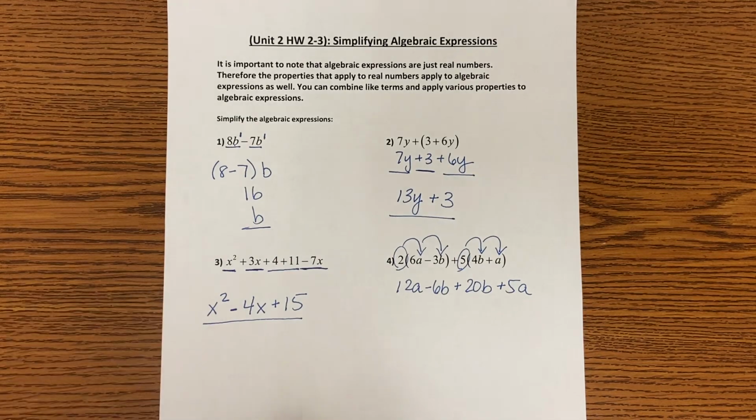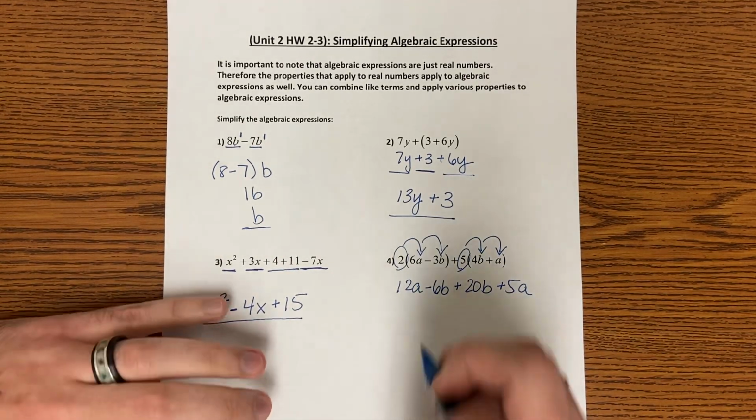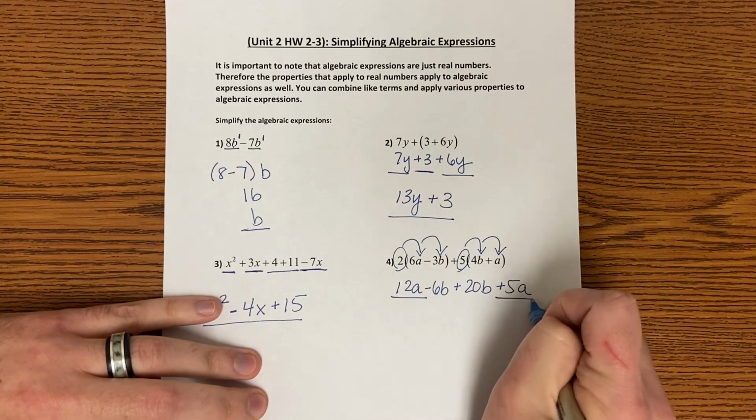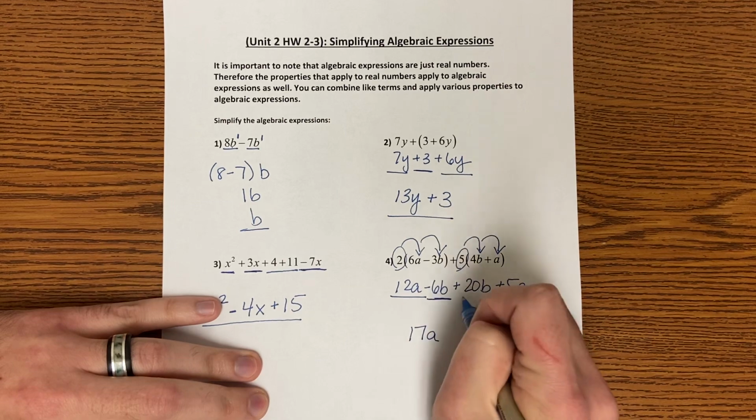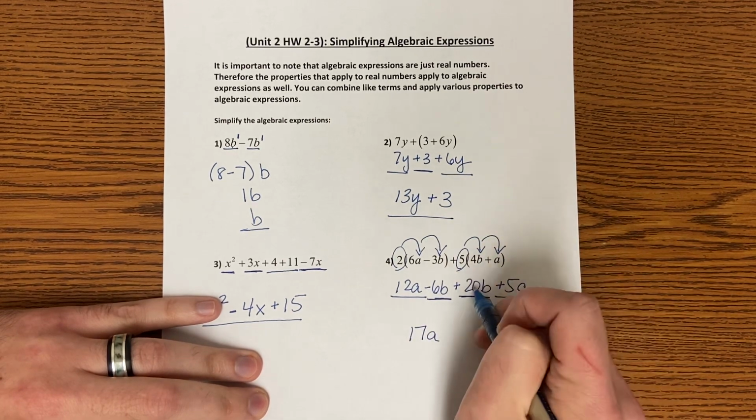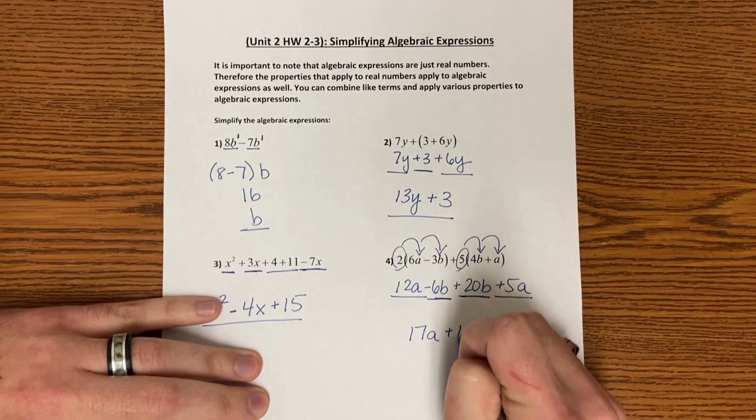That means all of my a's and all of my b's are going to need to be combined together. So looking at my a's, we've got 12a plus 5a is 17a. Negative 6b plus 20b, so 20 minus 6 is 14b.